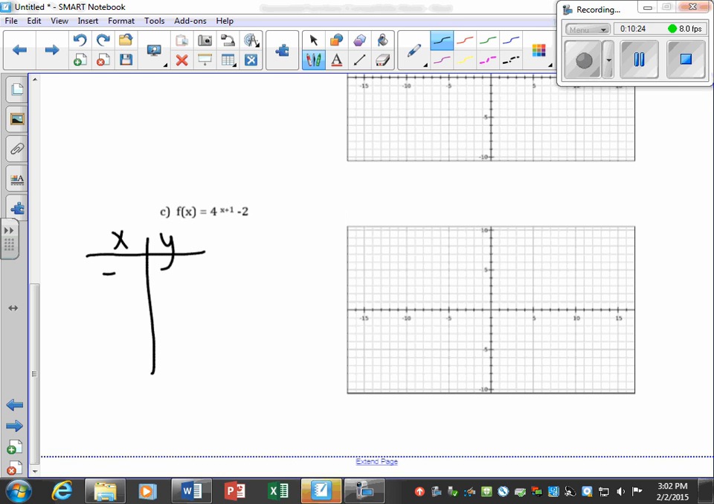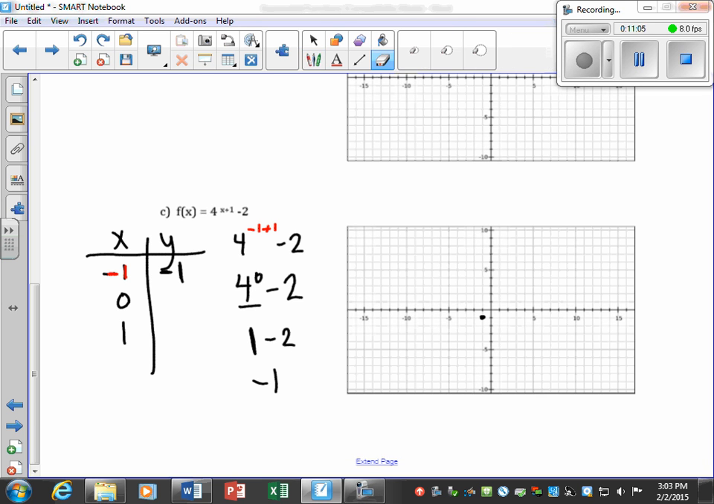Okay, let's pick some values. Let's do -1, 0, and 1. So I'm going to let x equal -1 this time. So I'll put -1 plus 1 in the exponent, and then my original problem. So -1 plus 1 is 0. So that becomes 4 to the 0 power minus 2. Anything raised to the 0 power is 1. So 4 to the 0 power is 1. Minus 2 would be -1. So -1, -1. And that's the point I said I think I'm going to end up on, because we tested it with our transformation. So we verified there. Now let's just get a few more to be precise.